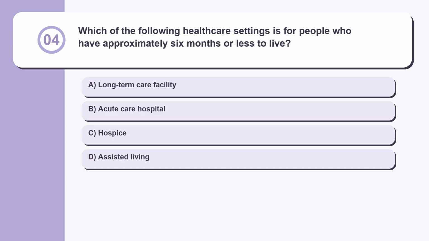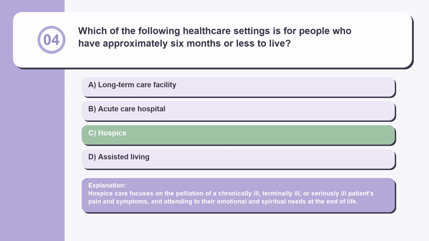Question 4. Which of the following healthcare settings is for people who have approximately 6 months or less to live? Long-term care facility, acute care hospital, hospice, assisted living. Hospice care focuses on the palliation of a chronically ill, terminally ill, or seriously ill patient's pain and symptoms, and attending to their emotional and spiritual needs at the end of life.